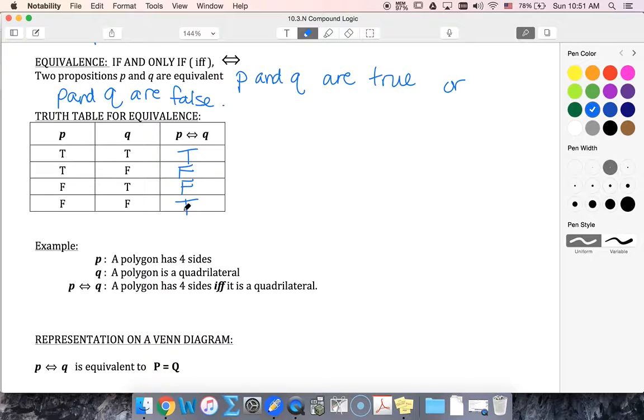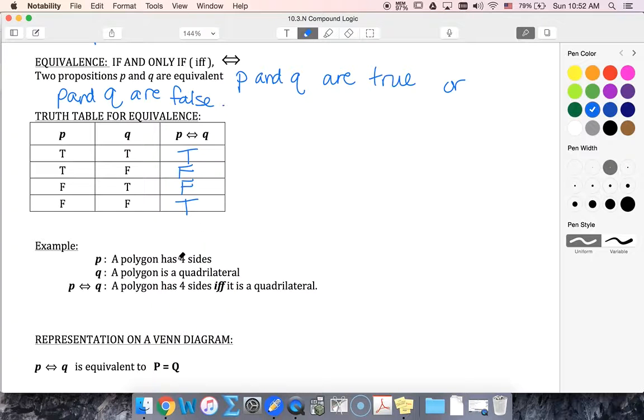So we can think about this in terms of a polygon having 4 sides and a polygon being a quadrilateral. Well, the definition of quadrilateral is to have 4 sides. So a polygon has 4 sides if and only if it is a quadrilateral. If a polygon does not have 4 sides, then it cannot be a quadrilateral. So I could similarly say if it is not a quadrilateral, it will not have 4 sides. That's what makes this statement and this version of the statement true.